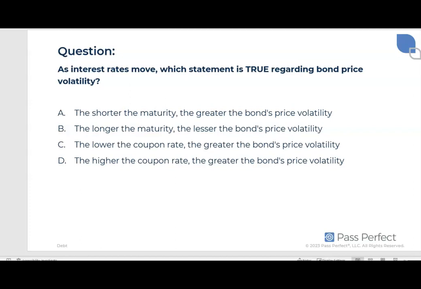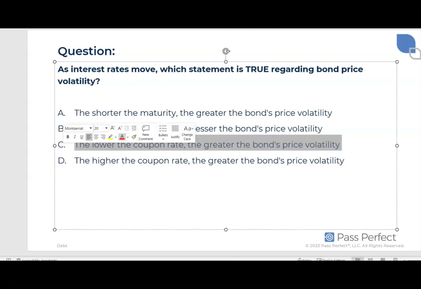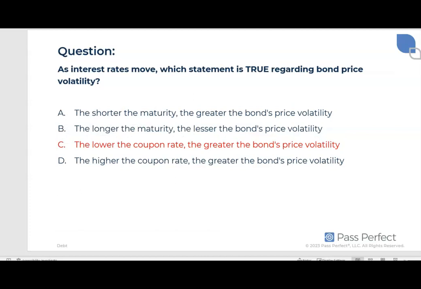Now, I've counted 6 people have answered. Which one do you think is the best answer choice? Well, it looks like everyone here has chosen C. And the truth is, I am going to agree with you, because the lower the coupon, the greater the volatility.